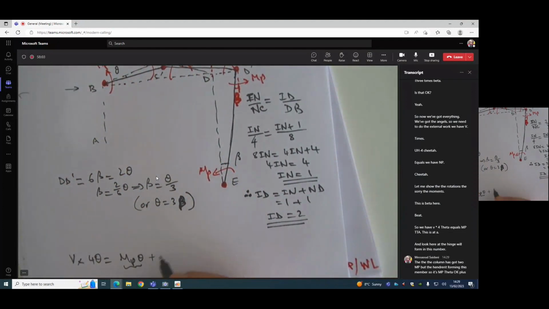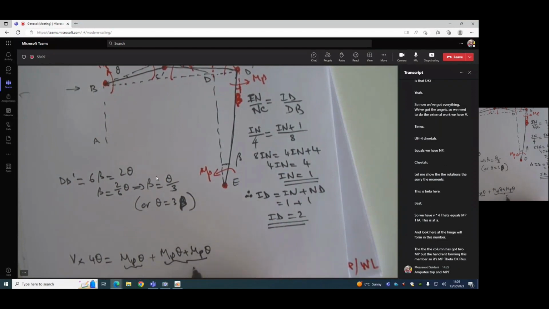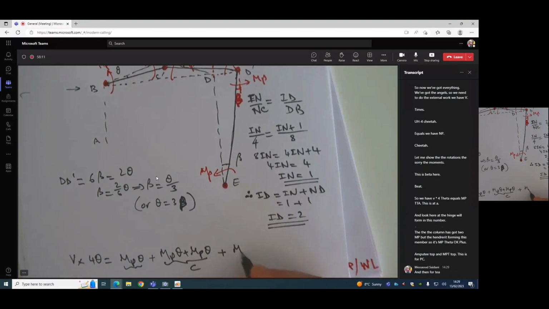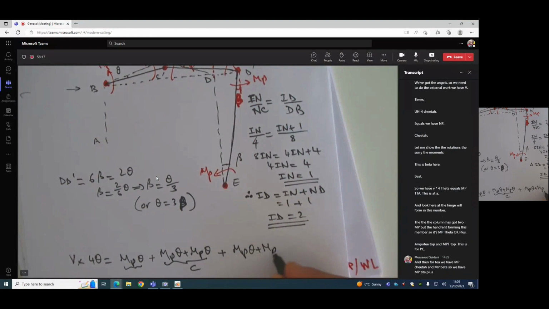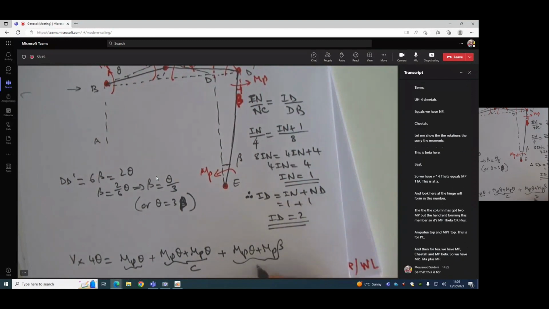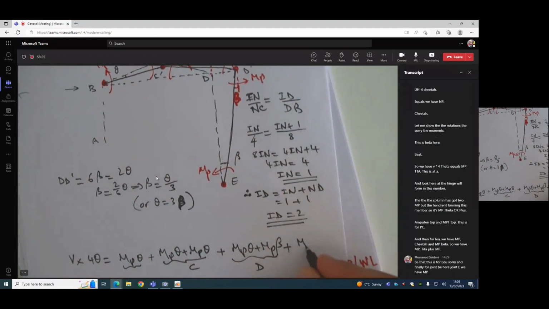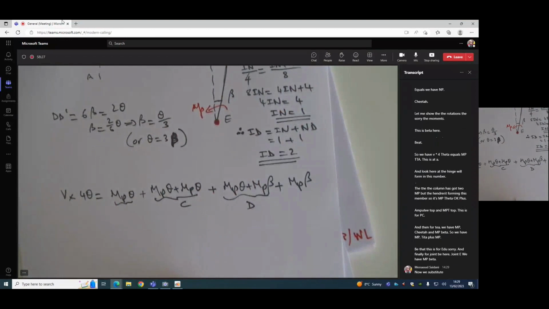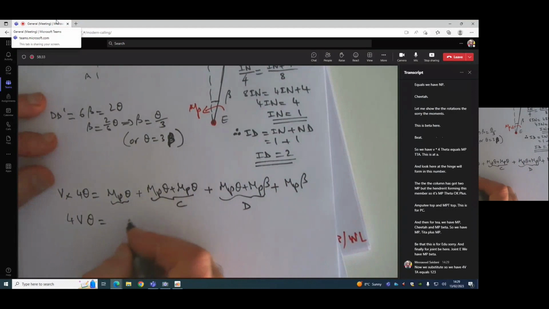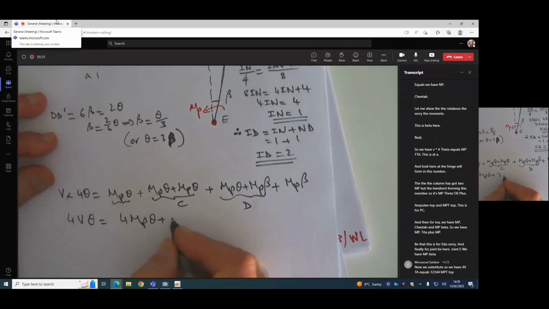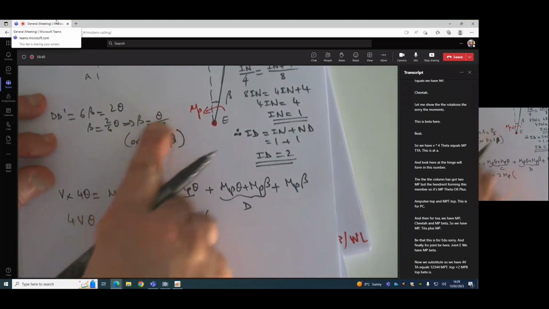Okay. Plus MP theta and MP theta. This is for C. And then for D, we have MP theta and MP beta. So we have MP theta plus MP beta. This is for D, sorry. And finally, for joint E, we have MP beta. Now we substitute. So we have 4V theta equals 1, 2, 3, 4, 4 MP theta plus 2 MP beta. Beta is theta over 3.